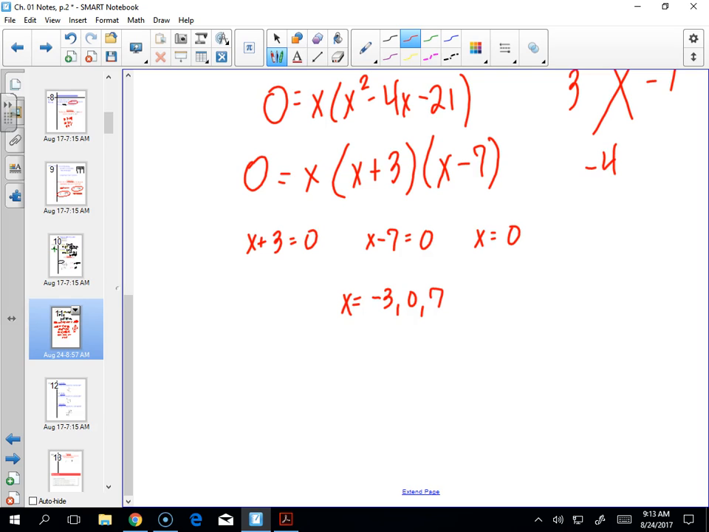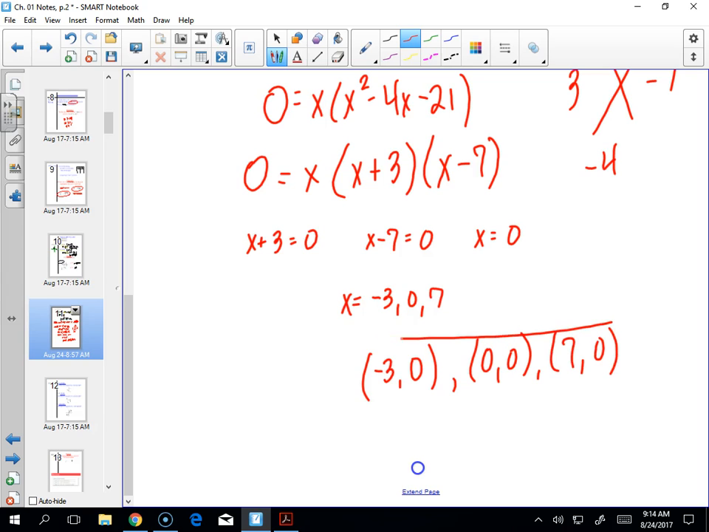Those are the x values, so how am I going to answer the final question of what are my x-intercepts? I know the x and I know the y because the y was 0, right? Yeah. I know the x, I know the y because the y was 0.